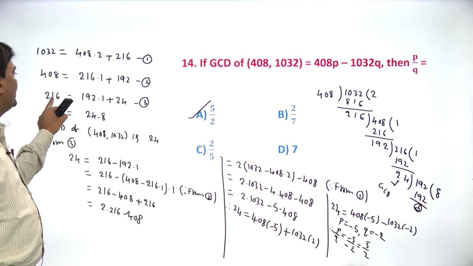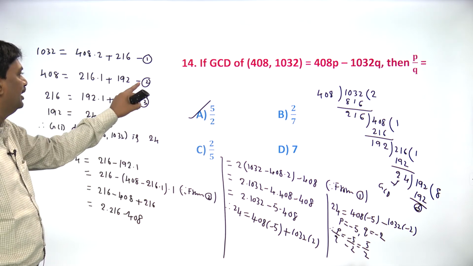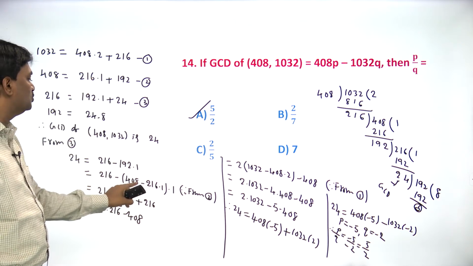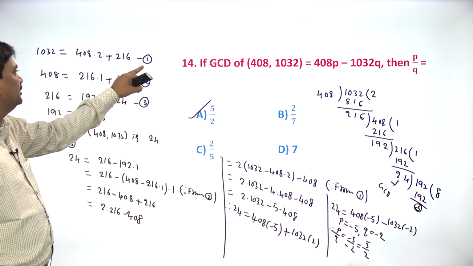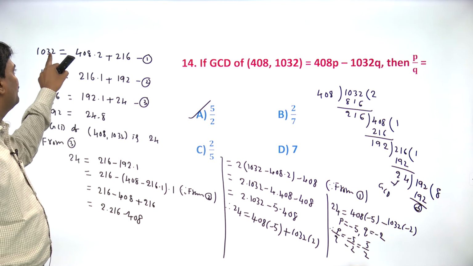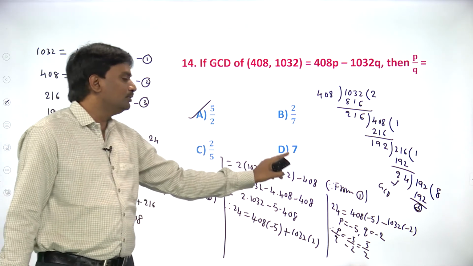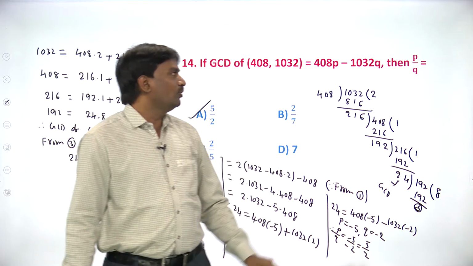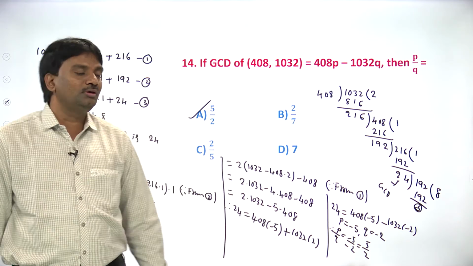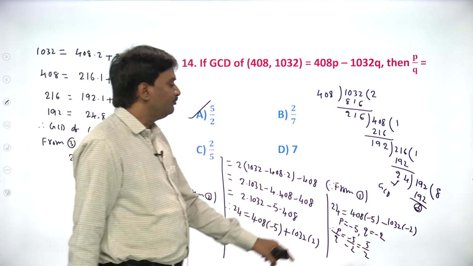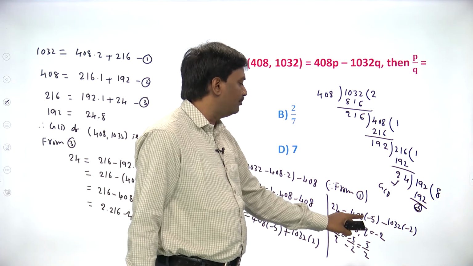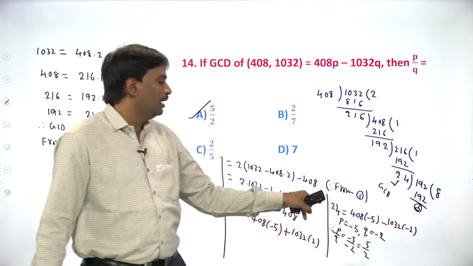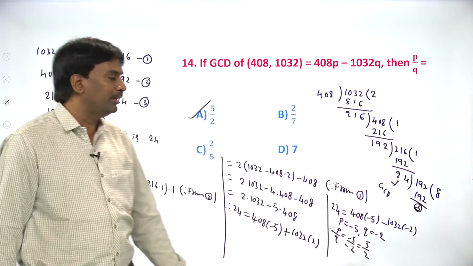So 24 can be written as 216 minus 192 into 1. Again by using equation 2, in place of 192 write 408 minus 216 into 1. Again by using equation 1, in place of 216 write 1032 minus 2 into 408. Simplify this and express RHS in this form: 408p minus 1032 into q. By comparing this with RHS, in place of p we have minus 5 and in place of q we have minus 2. So p by q equals minus 5 by minus 2, that is plus 5 by 2.